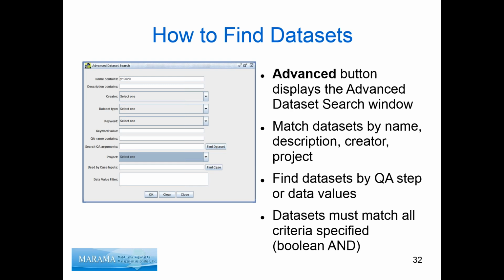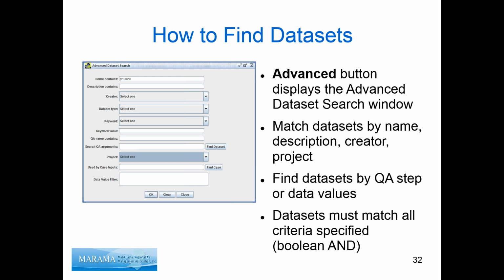There's also a pull-down menu to let you find things by project. Again, things in the system are organized by project, so that can be a great way to find what you need. The used by case inputs relates to the case management functions of the EMF, which are the functions for running modeling programs like Smoke, so we're not really going to talk about that.